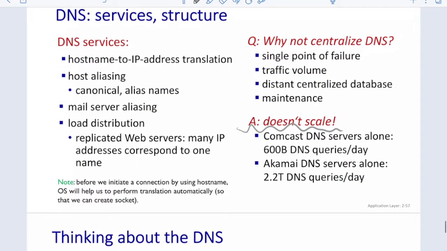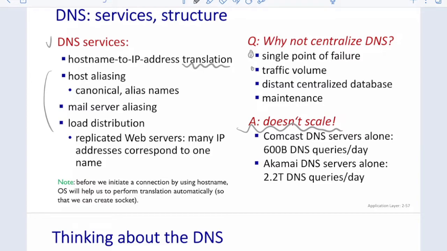So the service should provide translation between name and IP address. We will talk about this later. And as we mentioned before, it is not good to use a single server to do such services, because we have a single point of failure. If this server crashes, then the whole internet will crash.